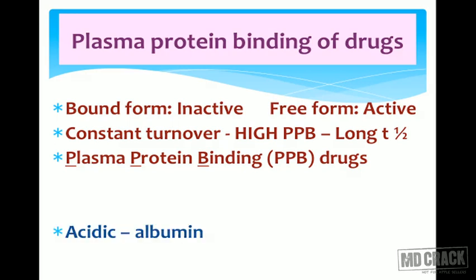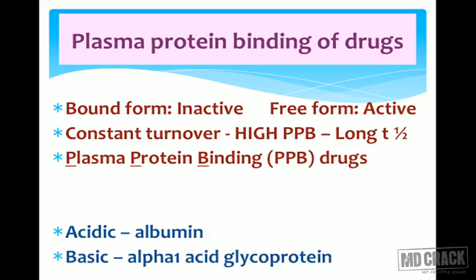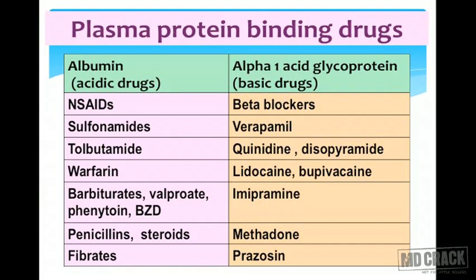The drugs get bound to two kinds of proteins in the plasma. One is albumin, to which mostly acidic drugs get bound, and the second one is alpha-1 acid glycoprotein, to which the basic drugs most probably get bound. Here's a list for you. The first column shows the drugs which mainly get bound to albumin, and they are acidic drugs.